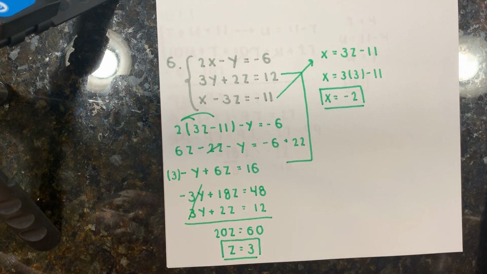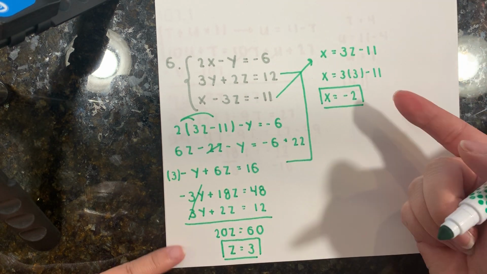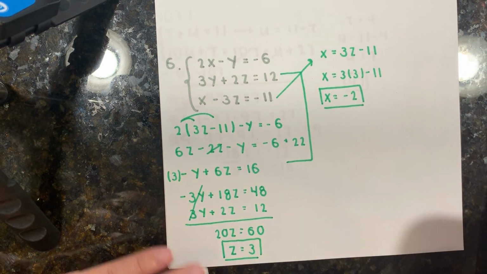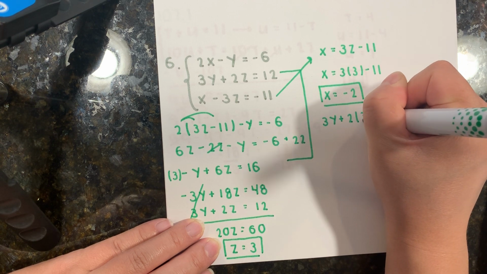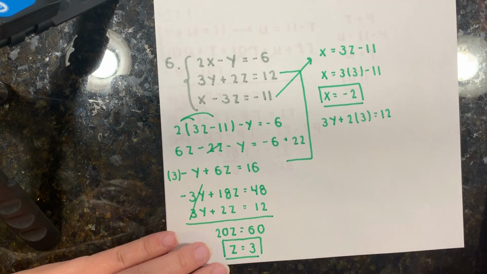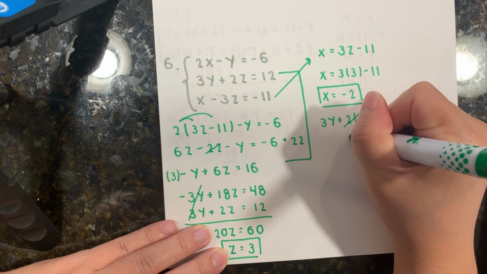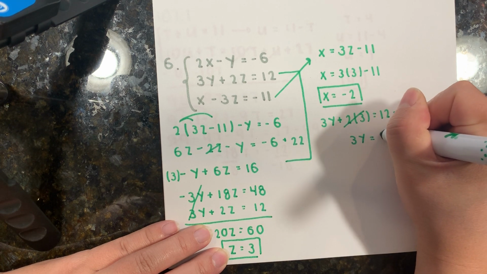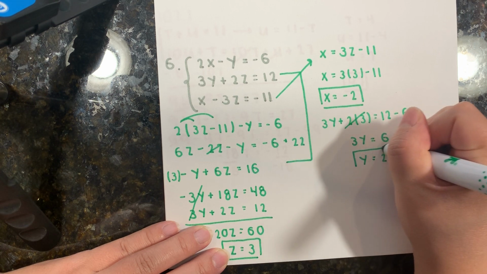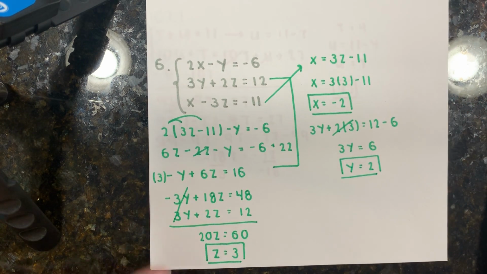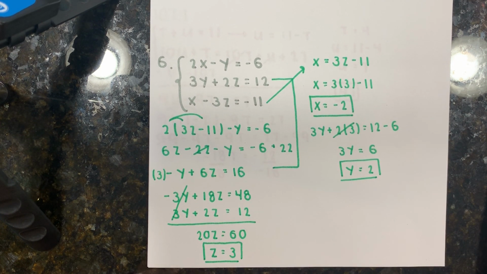And lastly, I just need to solve for y. And now that I know x, I could plug it into here, or if I wanted to solve for y with this equation, I could plug in my z here. So 3y plus 2 times z equals 12. 2 times 3 is 6, so you're going to subtract 6 from the other side, and that would give you 3y is equal to 6, which means that y is going to be equal to 2. So your answer is going to be x is negative 2, y is 2, and z is equal to 3.